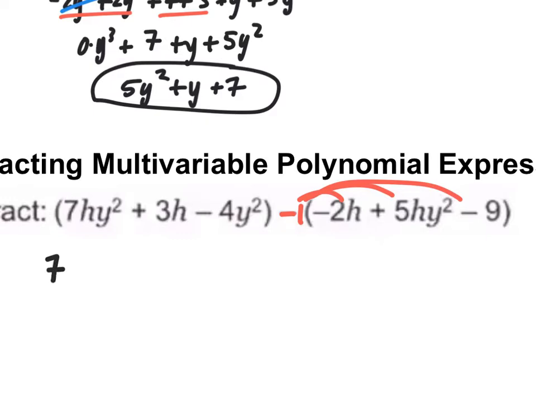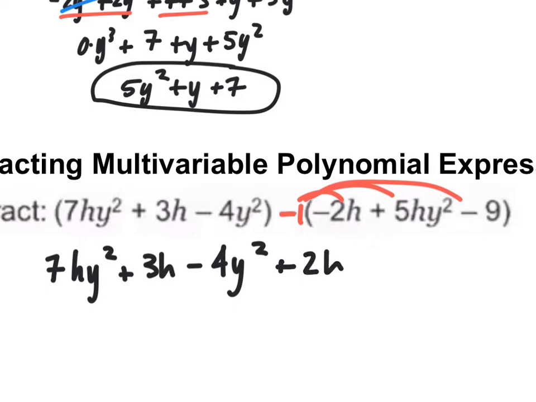All right, and so here's what I get as a result. We're going to get 7hy squared plus 3h minus 4y squared. And I'm going to make all of these terms opposite. So I'm going to put a plus 2h. I'm going to put a minus 5hy squared. I'm going to put a positive 9.